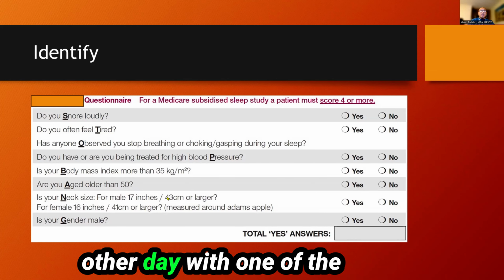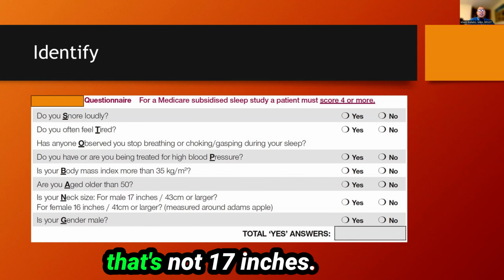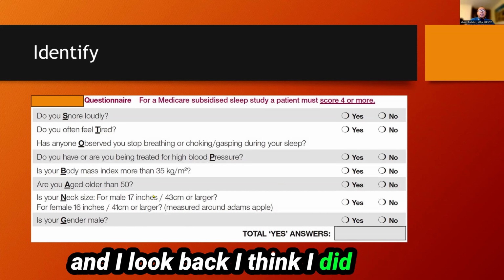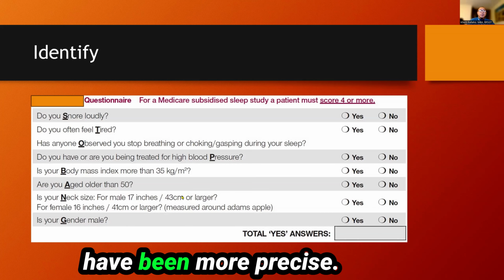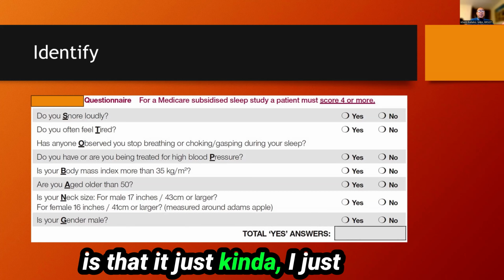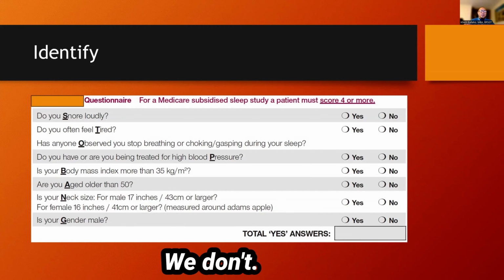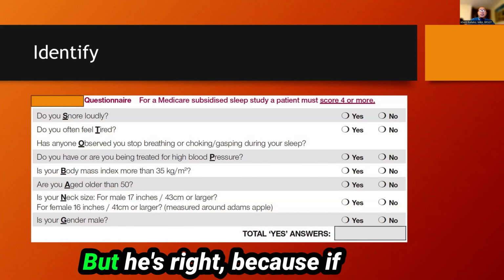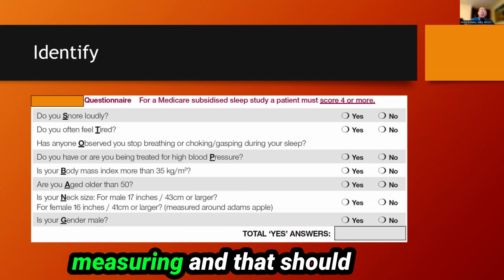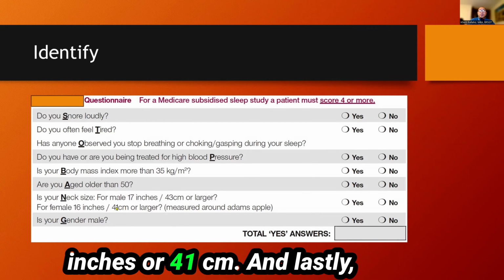I had a discussion the other day with one of the students because he said, Ken, you said 40 centimeters. That's not 17 inches. I said, oh, wait a minute. I look back, and I think I did mention 40 cm. I should have been more precise. I just mentioned it because here in the US, we don't count in centimeters. We always count in inches. But he's right, because if the student is from outside of the US, they will be measuring in centimeters, and I should have been more precise. So anyway, for female, 16 inches or 41 cm.